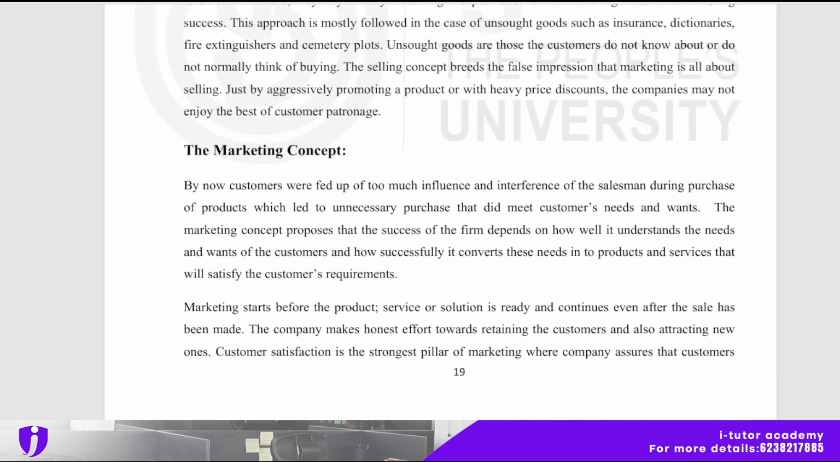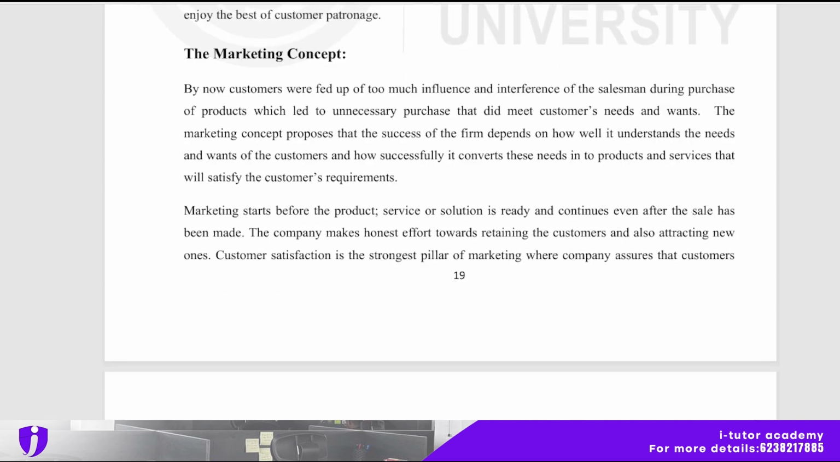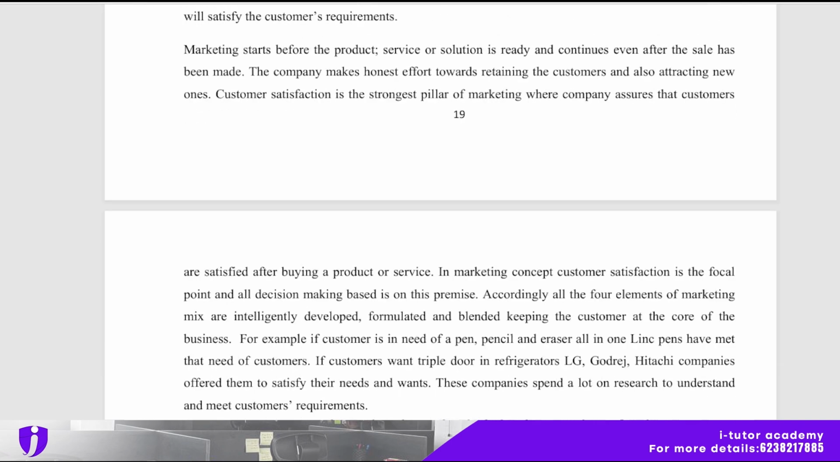By now the customers were fed up of too much influence and interference of the salesman during the purchase of products, which led to unnecessary purchases that did not meet customers' needs and wants. The marketing concept proposed that the success of the firm depends on how well it understands the needs and wants of the customers and how successfully it converts these needs into the product and services that will satisfy the customer's requirement. Marketing starts before the product, service, or solution is ready and continues even after the sale has been made.